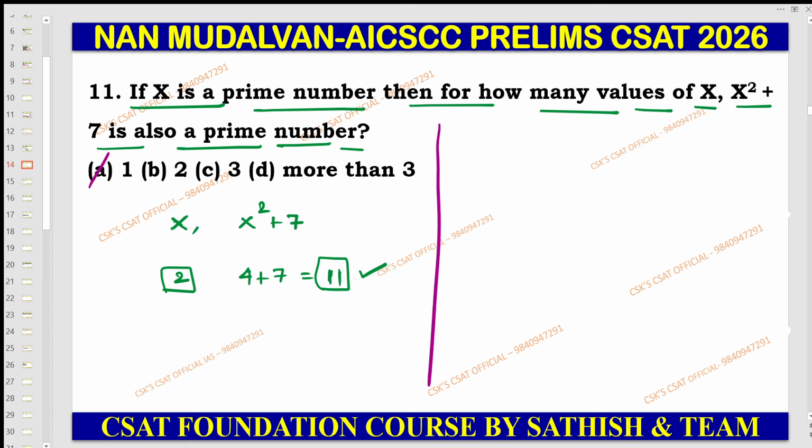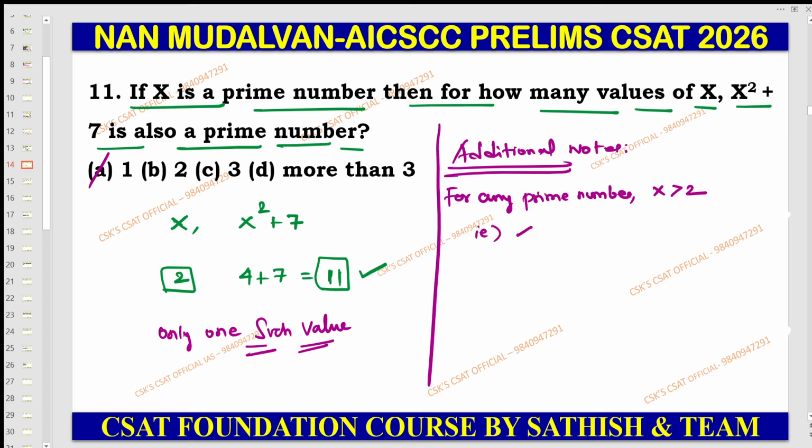What if x is greater than 2? That means x is an odd prime number, you understood? X being an odd prime number, x square also turns out to be odd. If you take x value as 3, then x square is 9, that is also odd. 5, x square is also odd. Now try to understand.